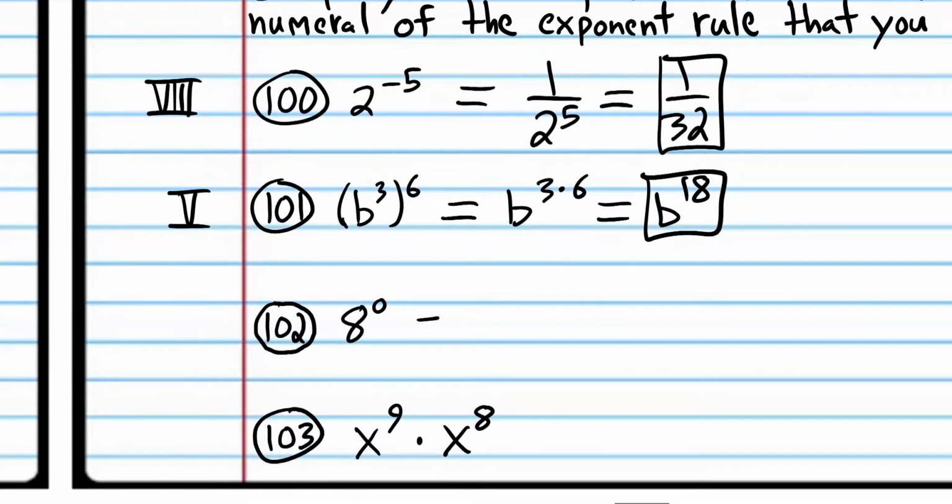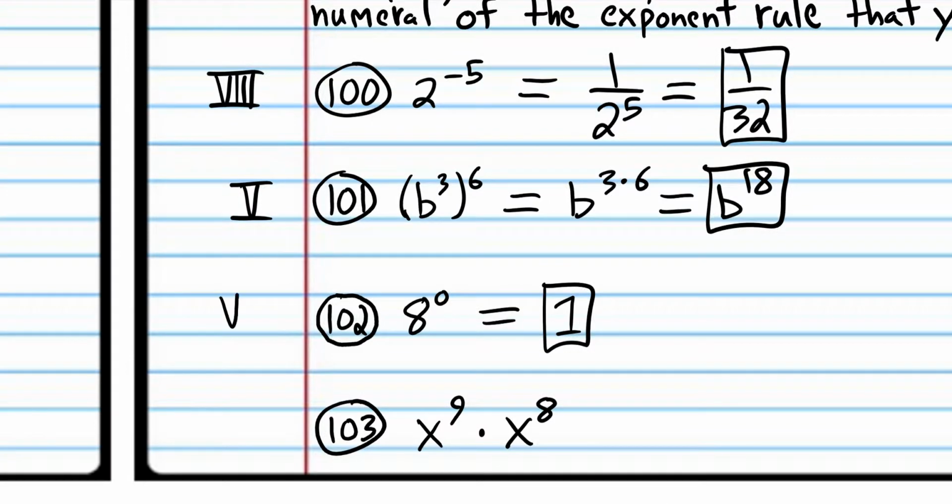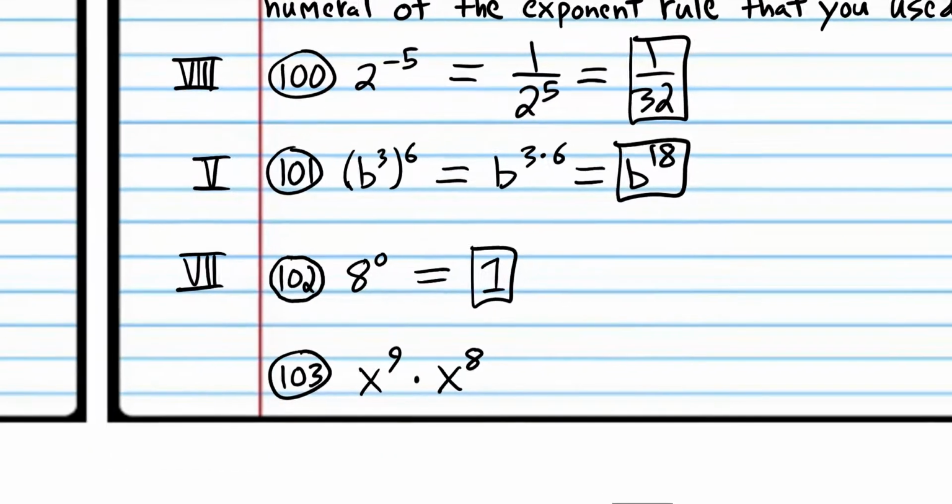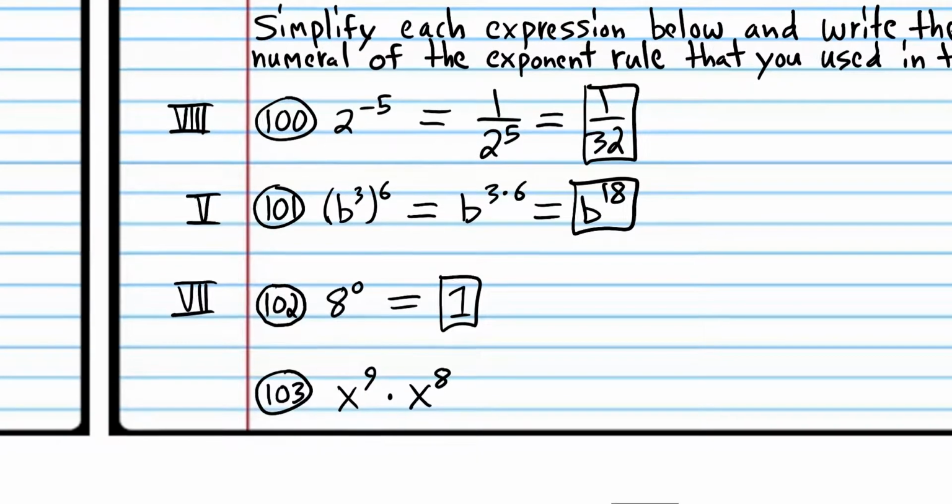All right, we're back. Any number raised to the 0 power is just 1, and that's rule number 7. Try number 103, and when you come back, we'll do it together.